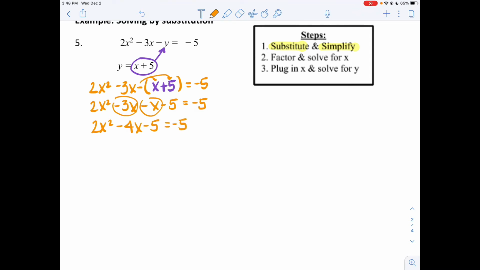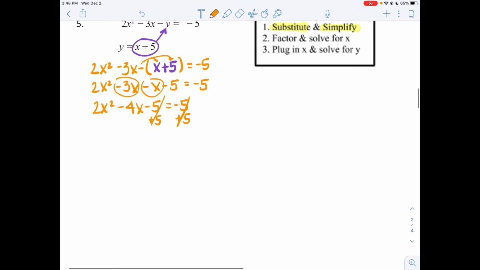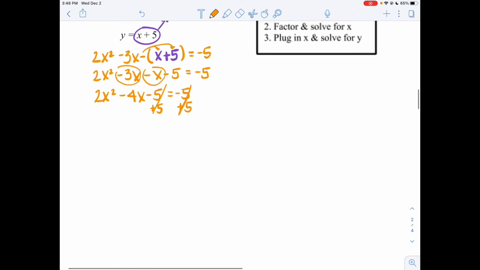Now I want to move the negative 5 that's on the right over to the left because in order to keep working with this, I need a 0 on one side. So I'm going to add 5 to both sides, which cancels here. It also actually happens to cancel on this side as well. This is going to make our job a little easier. So all we have left is 2x squared minus 4x, and that's equal to 0.